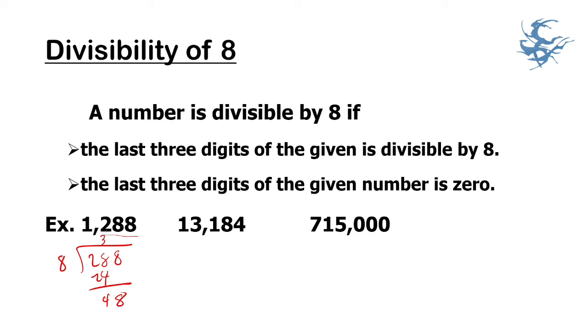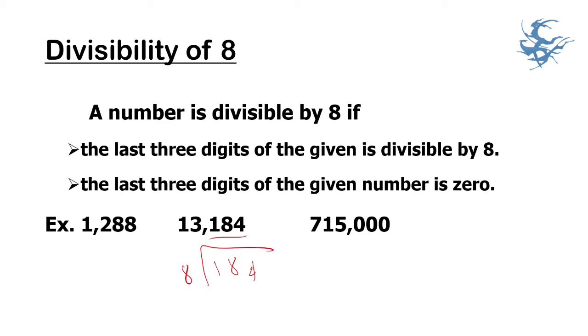48 divided by 8, it's gonna be 6. And then, 6 times 8, 48, we're gonna get 0. Since the remainder is 0, therefore, it's divisible by 8. And since the last 3 digits are divisible by 8, the whole number is also divisible by 8. Okay? Now, in our next example, ang last 3 digits niya is 184. So, i-divide din natin yan.